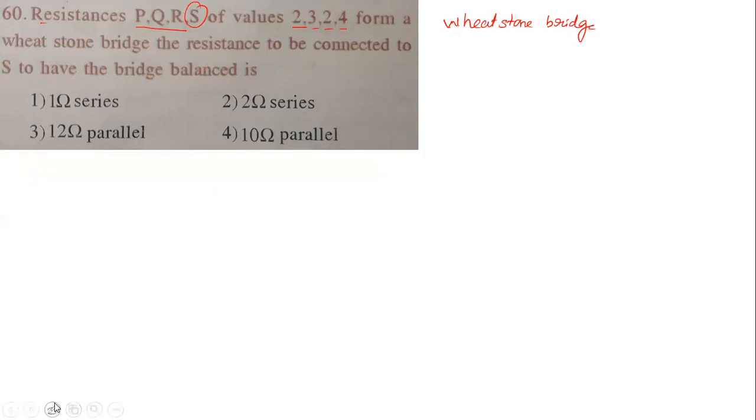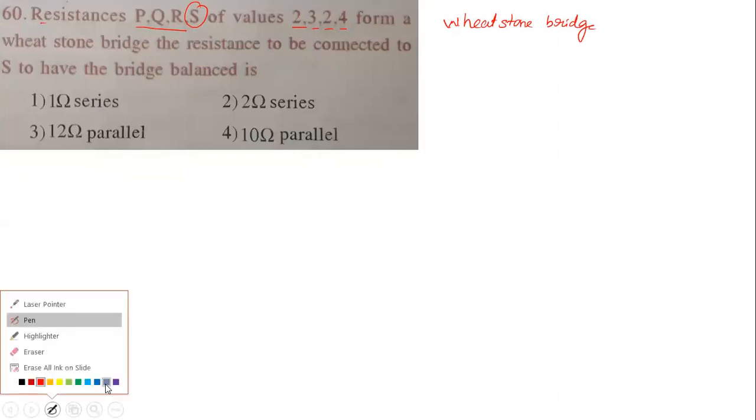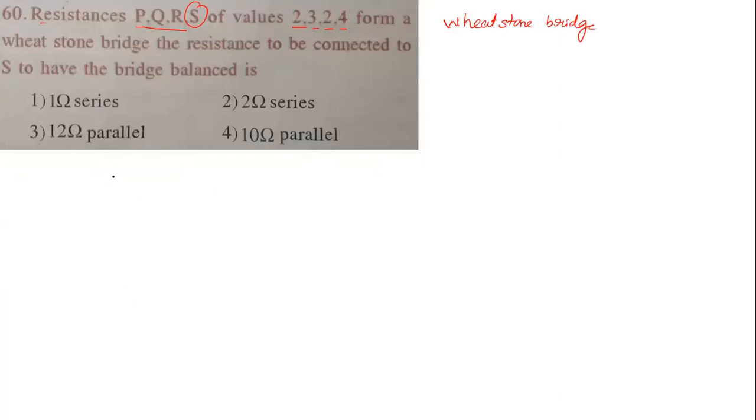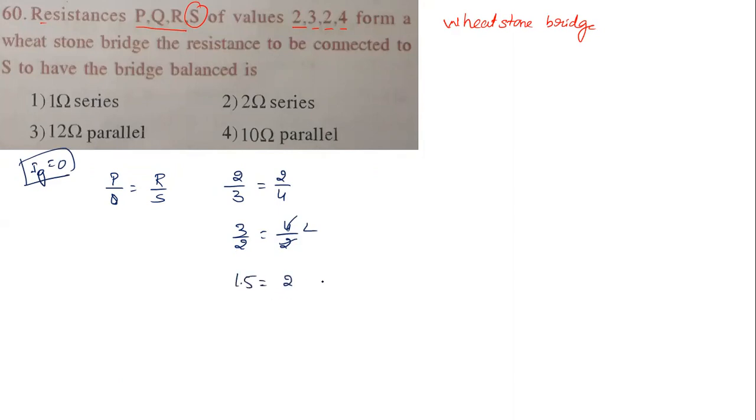What is the condition for balancing, from the meter bridge? No, not the meter bridge. Here it is the Wheatstone bridge. P by Q equal to R by S, when the current through the galvanometer must be equal to how much? 0. Correct? Look at the P, Q, R, S values. Insert here. It will become 2 by 3 is equal to 2 by 4. So now 2 by 3, or you can take a reciprocal, 3 by 2 equal to 4 by 2. So it will become 2. 3 by 2 means 1.5 equal to 2, right? So is it possible? No, it's not possible.